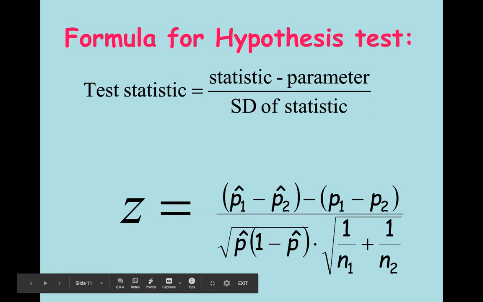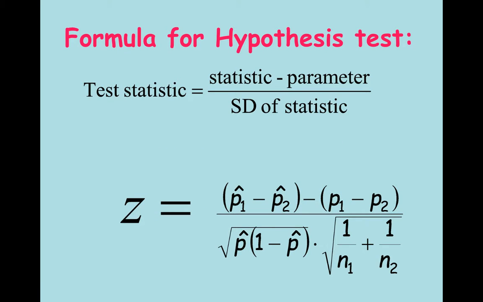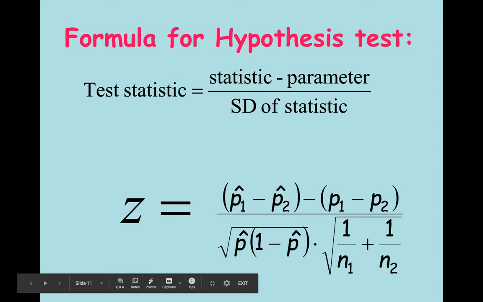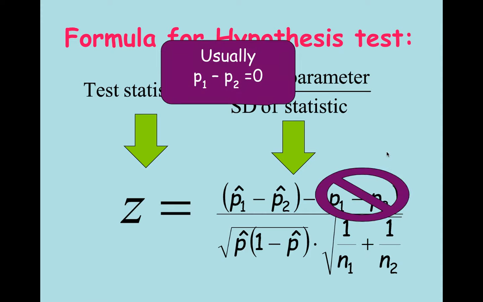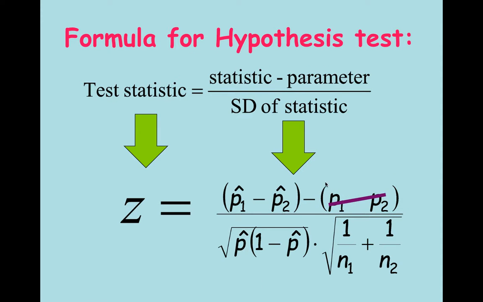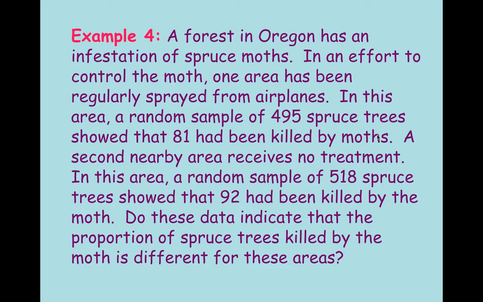All right, moving on to our z-score. Our z-score for the difference in proportions looks like this. And of course, it's statistic minus parameter over standard deviation of statistic. And so this part right here, assuming they're the same, means it's going to be 0. So we don't actually worry about this in this formula because it's assumed 0, okay?